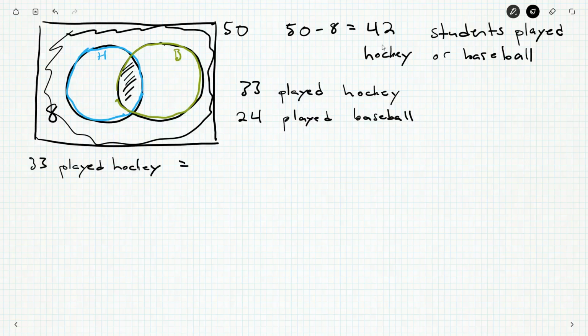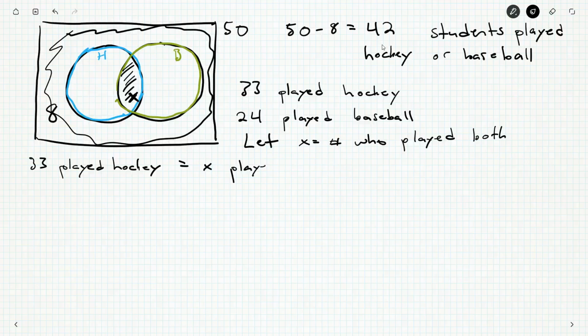So we've got the 33 who played hockey. Actually, what do we want to solve for? Let's make a term here. Let X be the number who played both hockey and baseball. So of these 33 students who played hockey, we have inside here X who played both. And then what's left over? We've got 33 minus X who only played hockey.